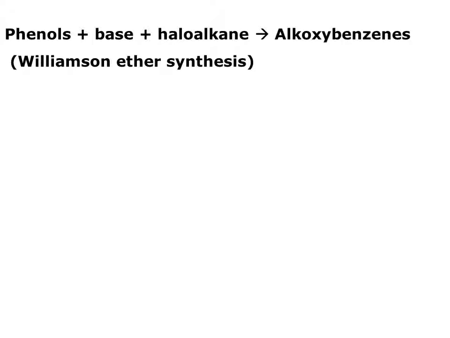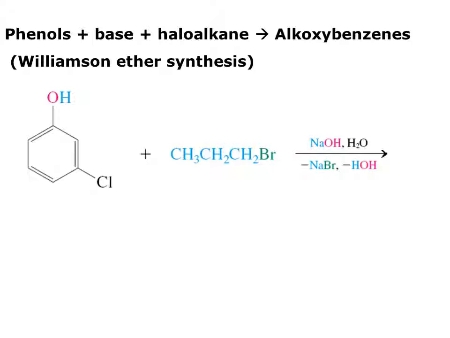So another thing we can do with phenols is if we add base and a haloalkane, we can pull off that hydrogen on the phenol, have that oxygen act as a nucleophile, and we can generate an ether. This is also known as the Williamson ether synthesis. You may have talked about this earlier in 118A or B.